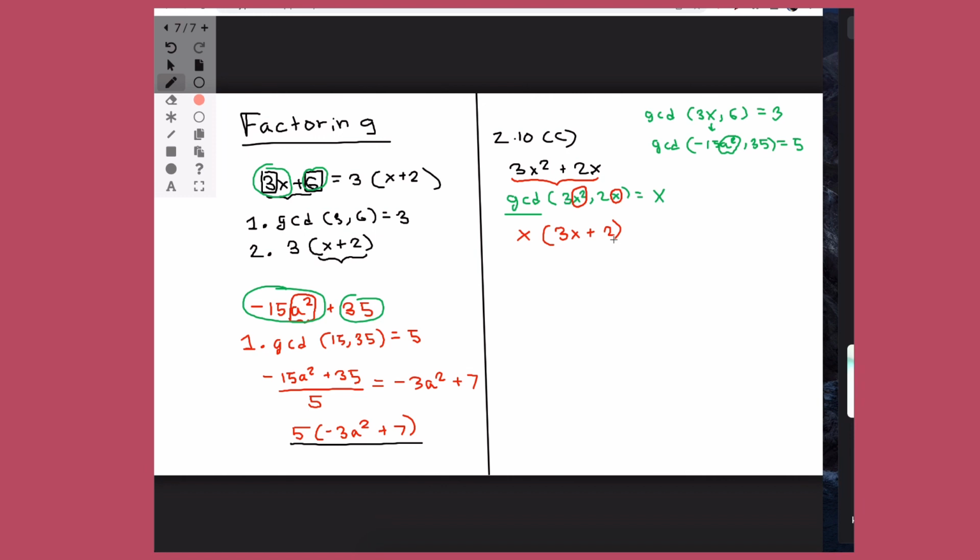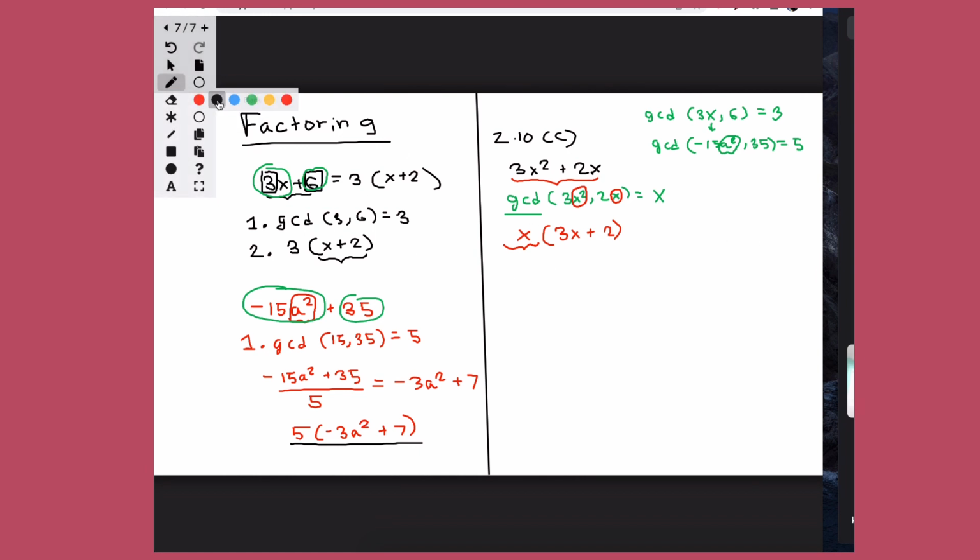So all we did, we just found the GCD of our two terms, and then we factored that out. And notice that this will be different than just a constant, since both of the terms, 3x squared and 2x, have an x in common. So that's why we were able to factor out an x. So does anyone have any questions about this? Okay.